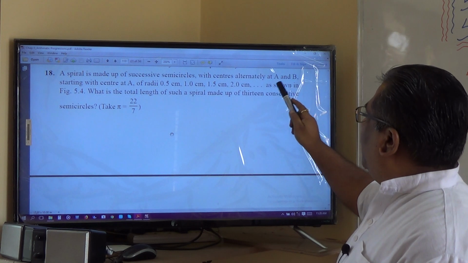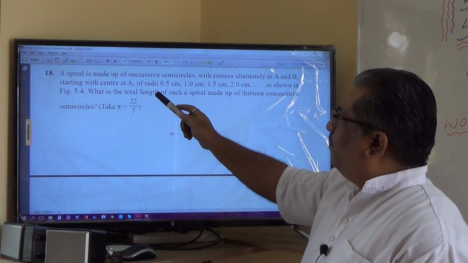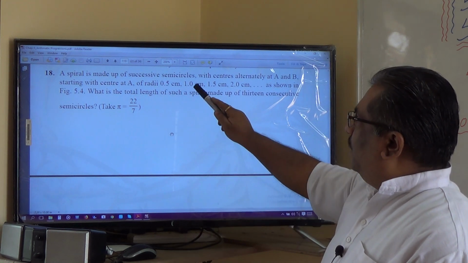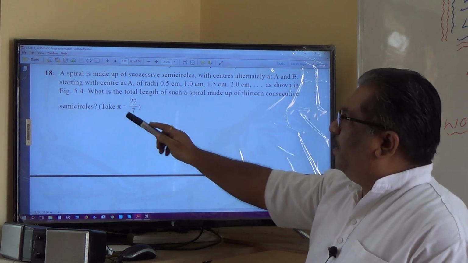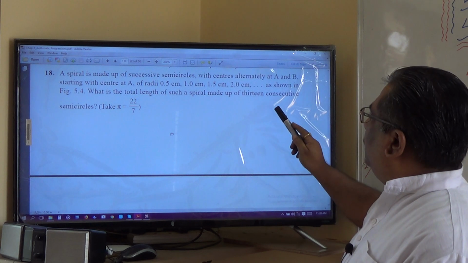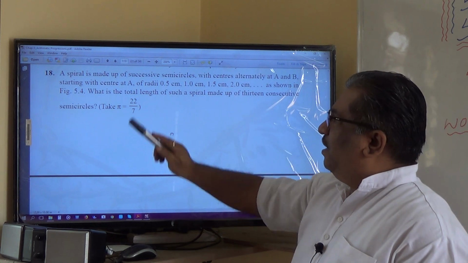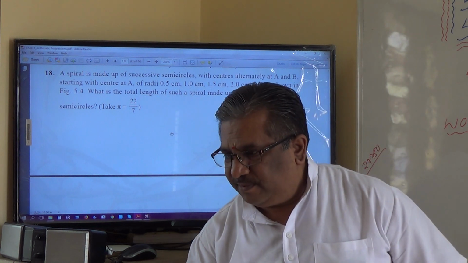First center A and then B, and alternately the center changes, starting with center A of radii 0.5 centimeter, then 1 centimeter, 1.5 centimeter, 2 centimeter, as shown in figure 5.4. What is the total length of such a spiral made of 13 consecutive semicircles? Take pi equals 22/7. This information is to be noted down and considered.